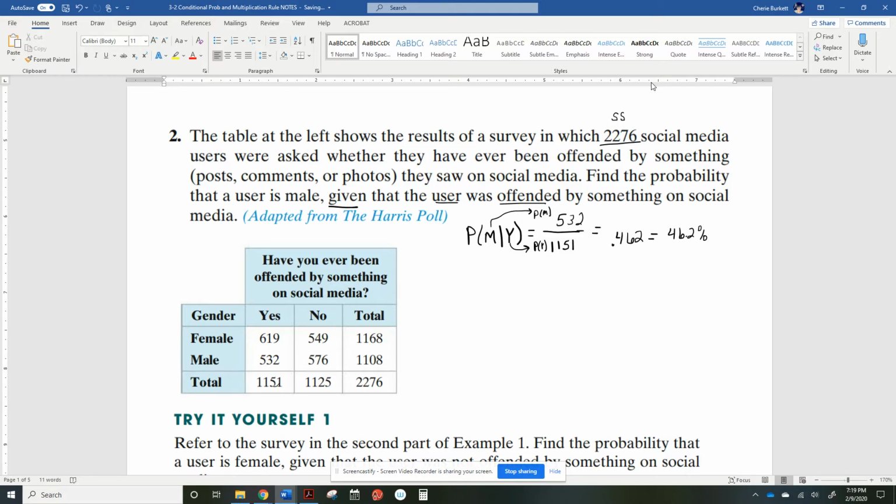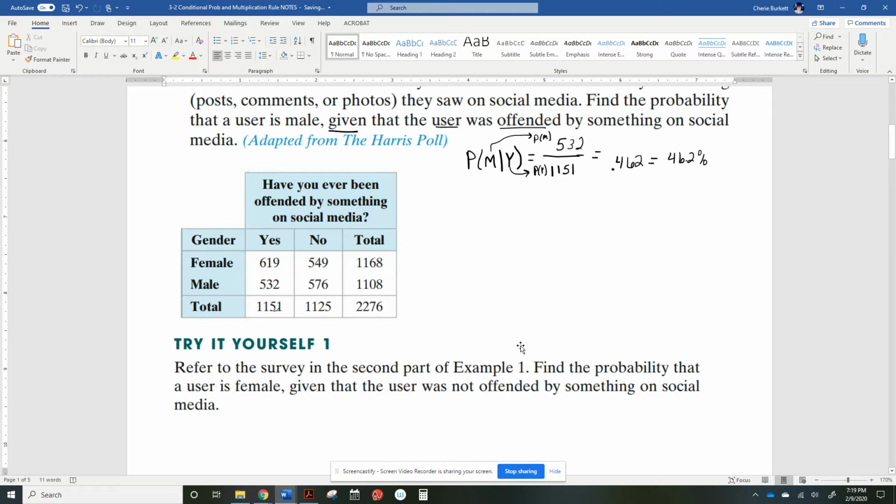And again, how do we know this is that kind? Based on the wording. So we're going to come down here and let's see, refer to the survey in the second part of example 1. Find the probability that the user is female, given that the user was not offended. So was not offended. That means they answered no. Okay, so what are we looking for? The probability that the user is female, given that they answered no for not offended. All right, so with this one, we're only considering females that answered no. So my sample space is the total number of people that answered no.